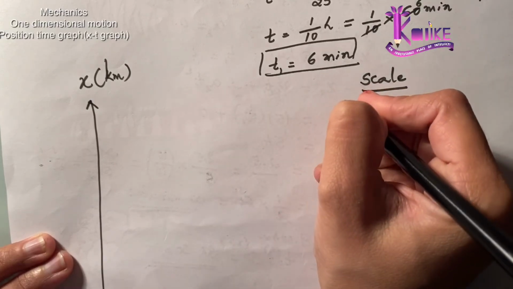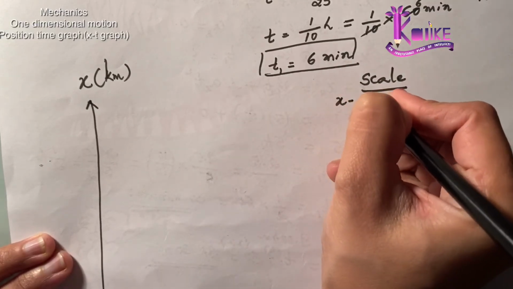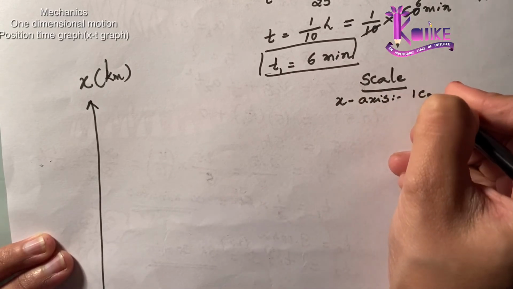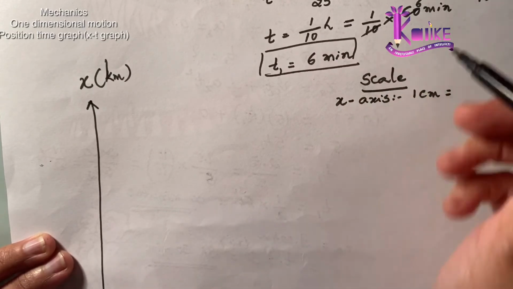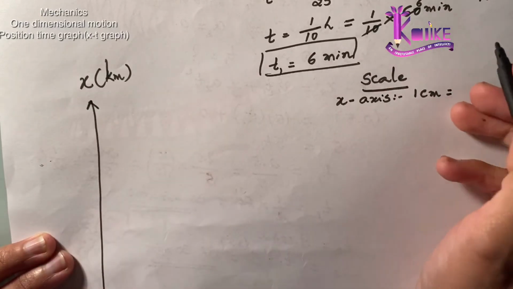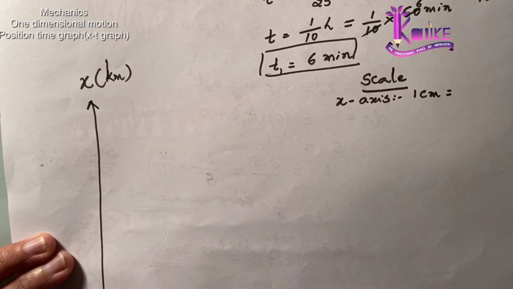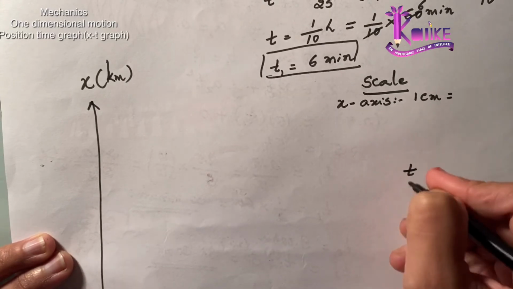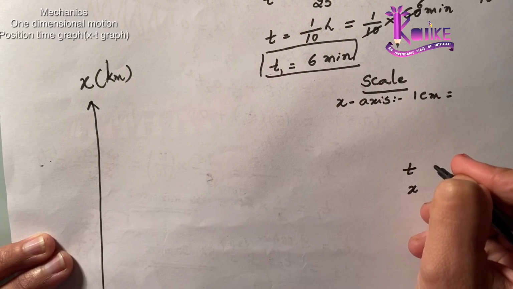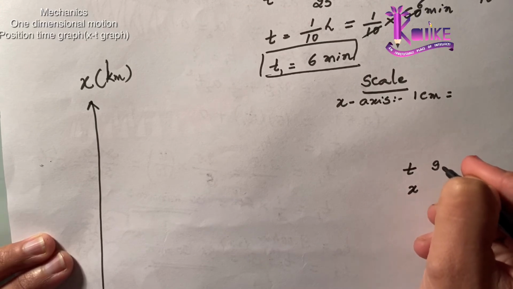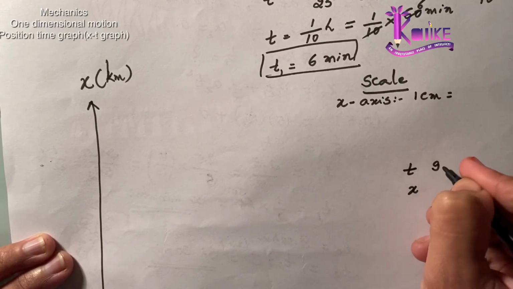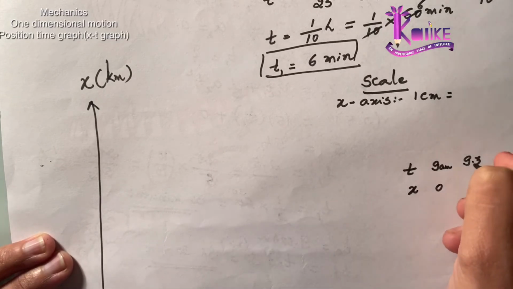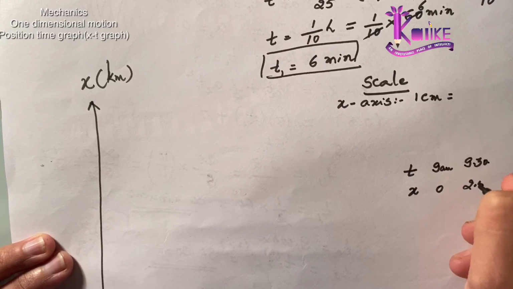Now, for the scale along the x axis, I take 1 centimeter. We know that each block will measure 1 centimeter. Now, what are the values of x and t? Let us write them first here. So, t and x. When t was 9 a.m., what was the position of x? 0.